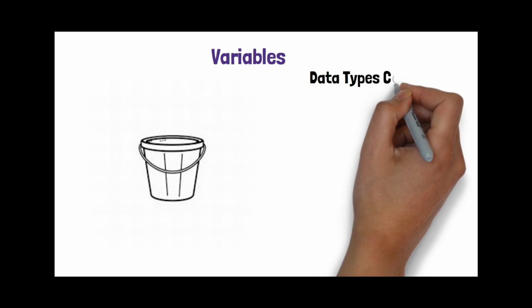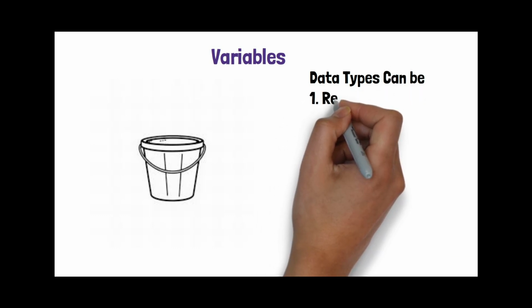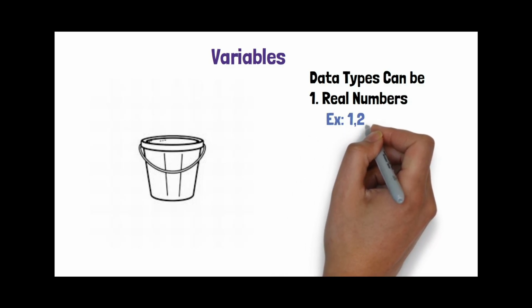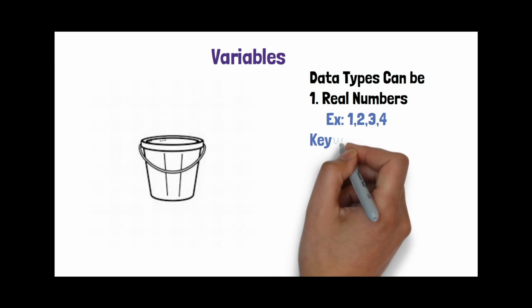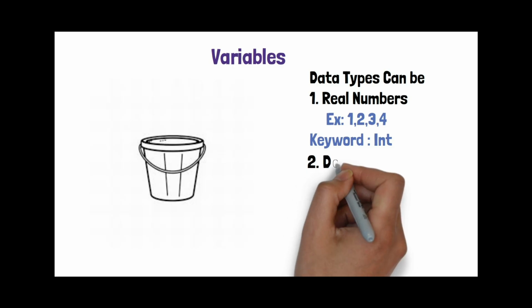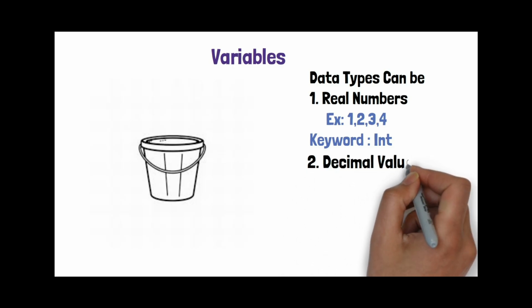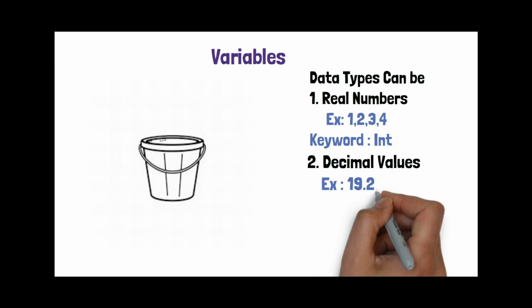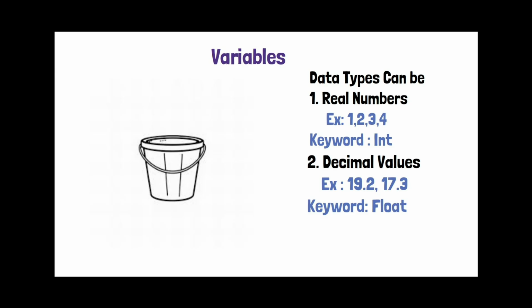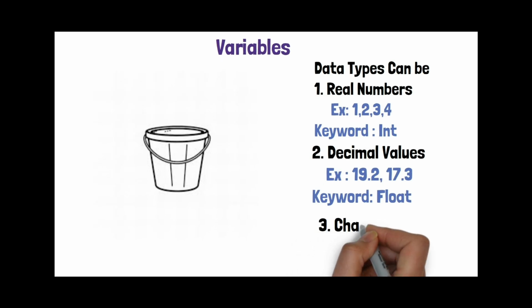So if we are using any integer values, like 1, 2, 3, 4, 5, 6, any integer values, we write int. Okay, the keyword we use is int. Now if it is a point value like 19.2, 17.3, to store this floating point value we use a keyword called float. Okay, now to store a single character, what do we use? We use char.